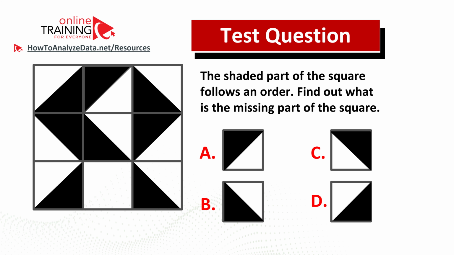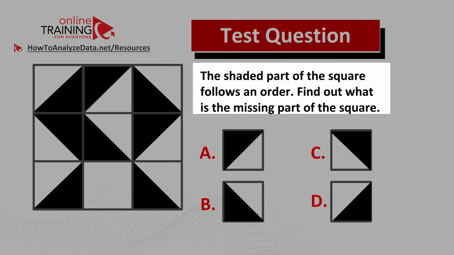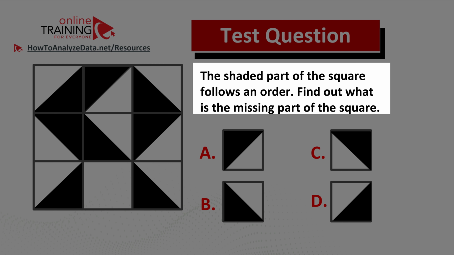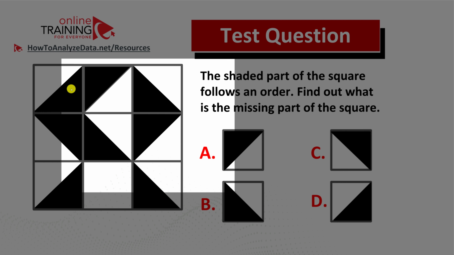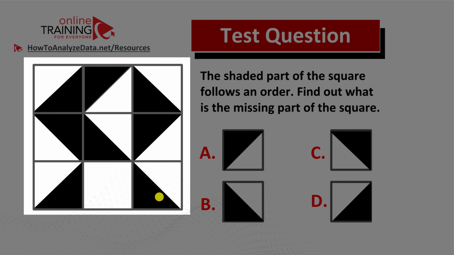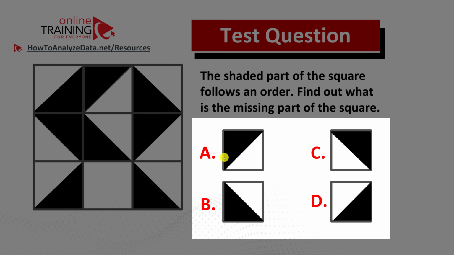The question here is quite tricky, but I would like to show you the solution, which, as you will see, is quite simple. The shaded part of the shape follows the order. Find out what is the missing part of the square, and you're presented with the 3x3 square. And one box inside the square, the lower part in the middle, is missing. You need to pick a replacement square out of 4 possible choices: choice A, B, C, and D. Do you think you know the answer?